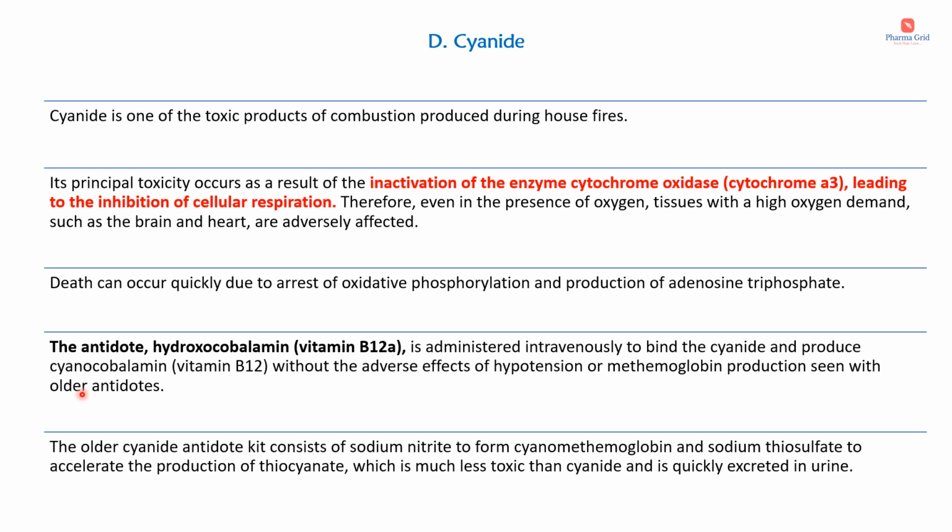So regarding this cyanide poisoning, there was an antidote kit available previously. The older cyanide antidote kit consists of sodium nitrite. Sodium nitrite reacts with the cyanide to form cyanomethemoglobin. And one more ingredient is there in the cyanide antidote kit, which is sodium thiosulfate. The purpose of sodium thiosulfate is to accelerate the production of thiocyanate, which is much less toxic than cyanide and is quickly excreted in urine.